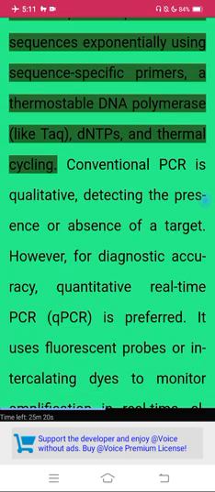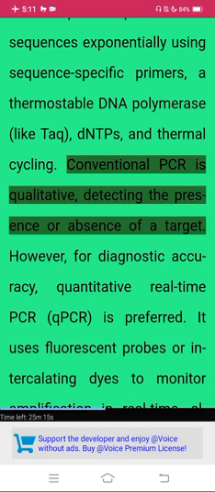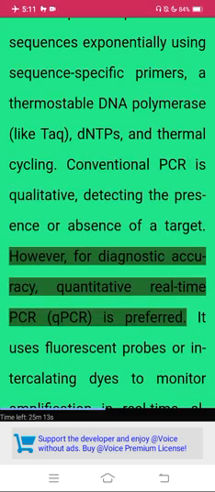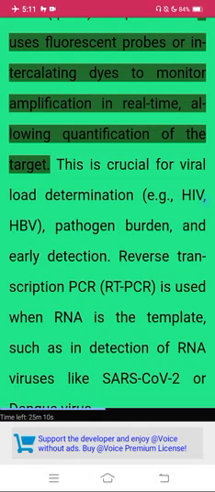PCR amplifies specific DNA sequences exponentially using sequence-specific primers, a thermostable DNA polymerase like Taq, dNTPs, and thermal cycling. Conventional PCR is qualitative, detecting the presence or absence of a target. However, for diagnostic accuracy, quantitative real-time PCR (qPCR) is preferred. It uses fluorescent probes or intercalating dyes to monitor amplification in real time, allowing quantification of the target.